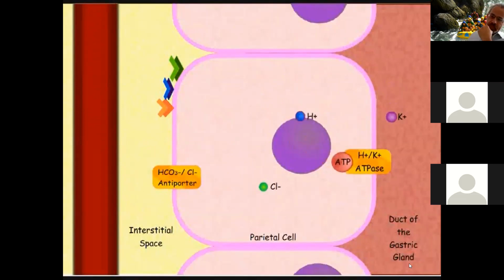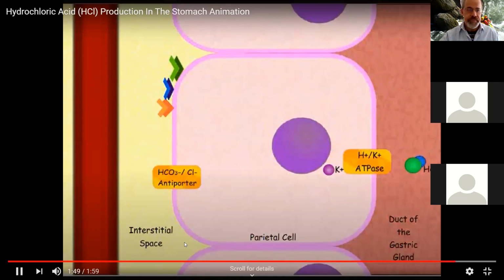ATP will bind to the hydrogen potassium ATPase, where the potassium ions are counter-transferred to the parietal cell in exchange for hydrogen ions. Chloride is simply diffused through the cell membrane and enters the gastric gland. In the gastric gland, chloride ions will combine with hydrogen ions to form hydrochloric acid, which will then be secreted into the stomach.